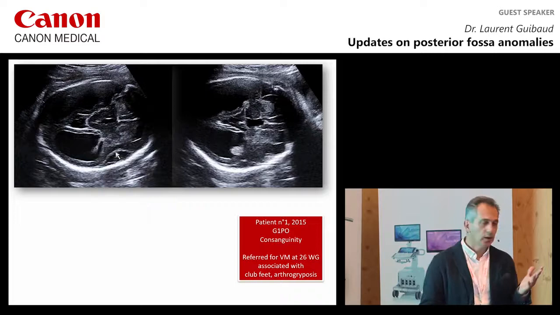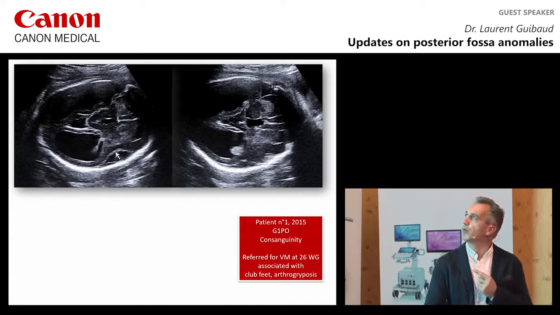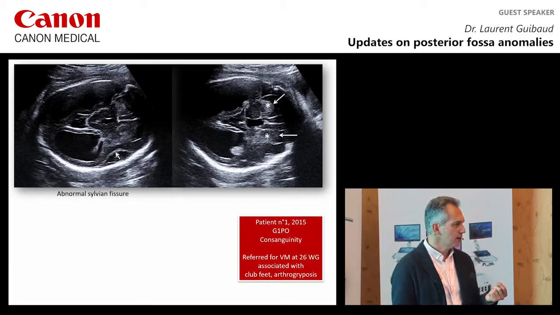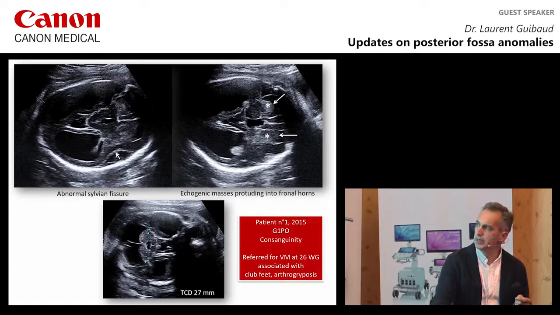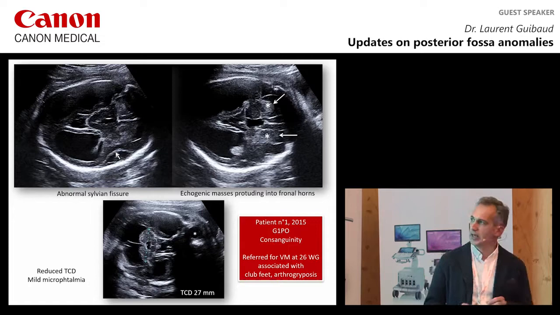So, an abnormal Sylvian fissure. Look at the frontal horn. What do you see? You see, in fact, two echogenic masses protruding in the frontal horn. And when you look at the posterior fossa, there is a reduction of the TCD and also a mild microphthalmia, as you can see here.